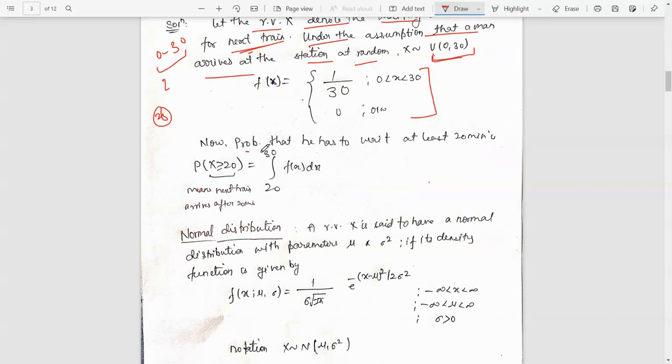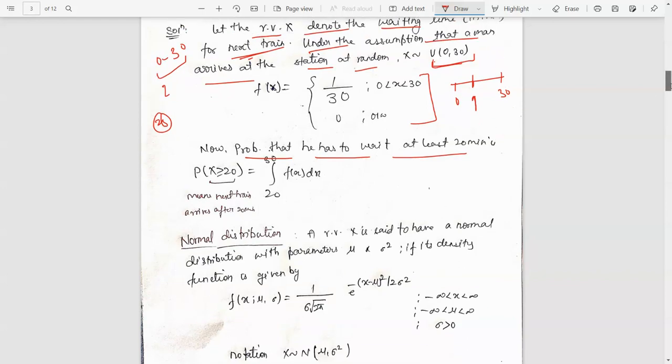Now we need to find the probability that he has to wait at least 20 minutes. Let's say this is 0 and this is 30, and let's say the man would have arrived at this particular point. Then what is the probability that he has to wait for more than 20 minutes? It means that the train is going to come after 20 minutes.